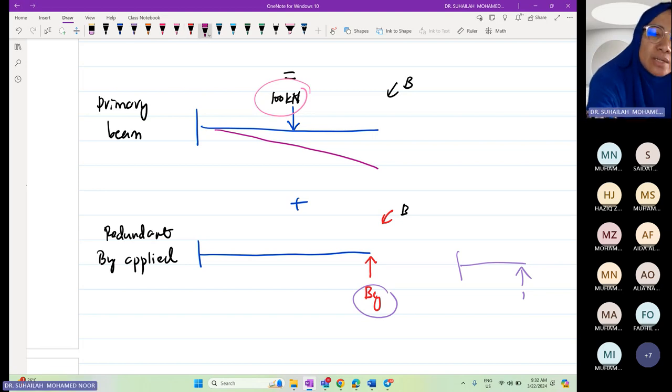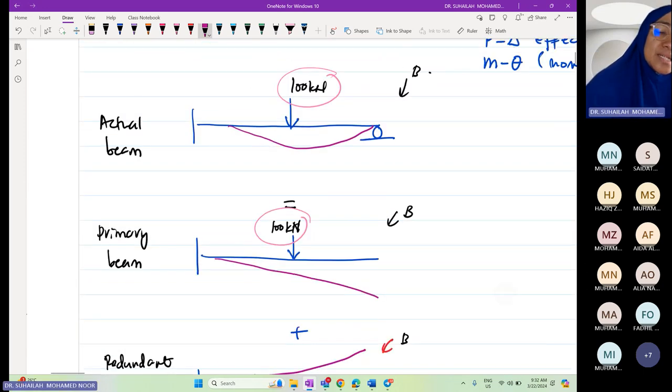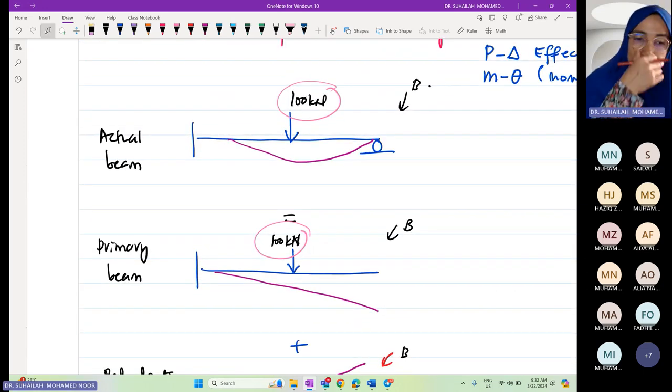Macam mana dia punya deflection? Deflection at point B. Ke mana dia? Ke atas. Okay, deflection at point B ke atas. So this is what we call as principle of superposition.